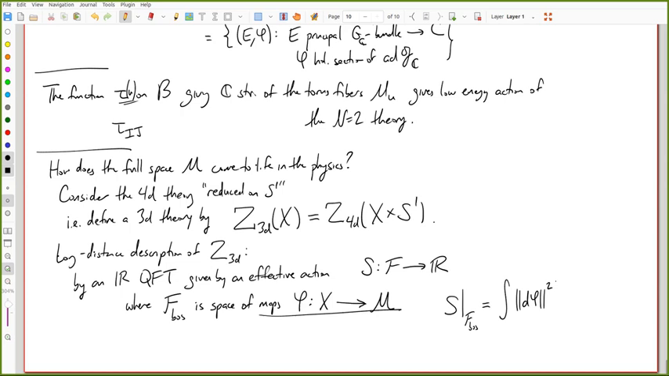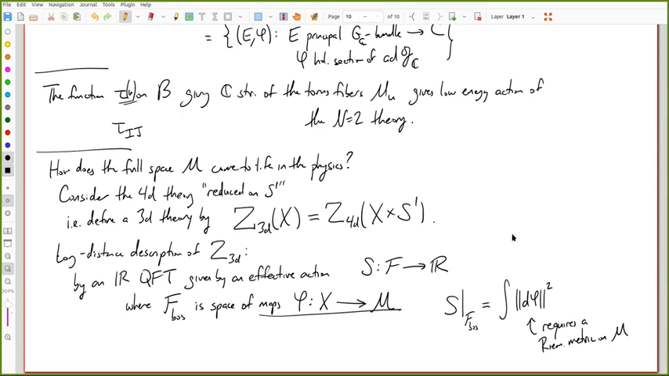In general, we have this function, but to write down this norm, we need a Riemannian metric on M. So what I'm saying is that when you take this quantum field theory and reduce it on a circle, the low energy effective field theory automatically produces for you a metric on M.